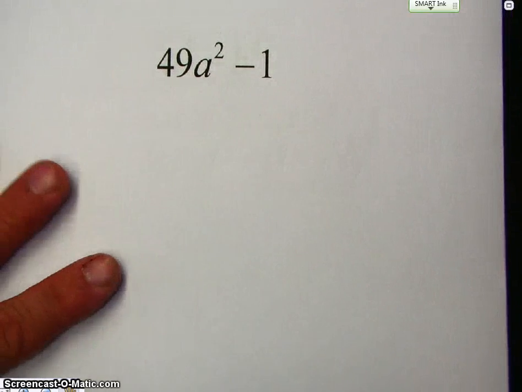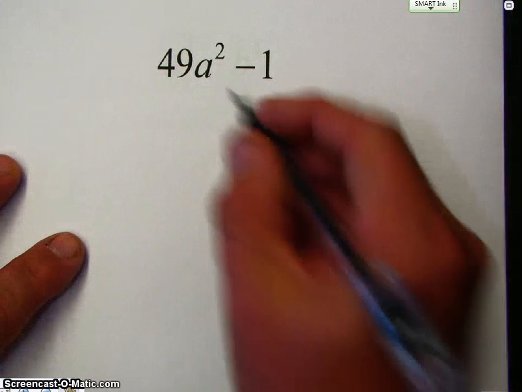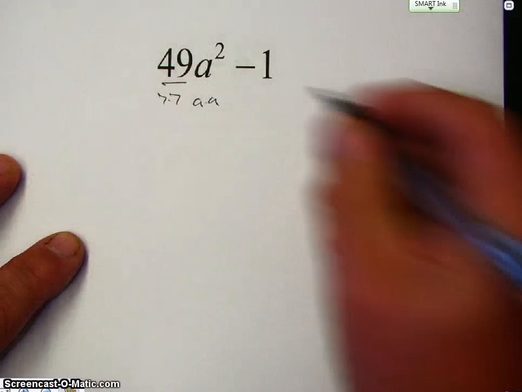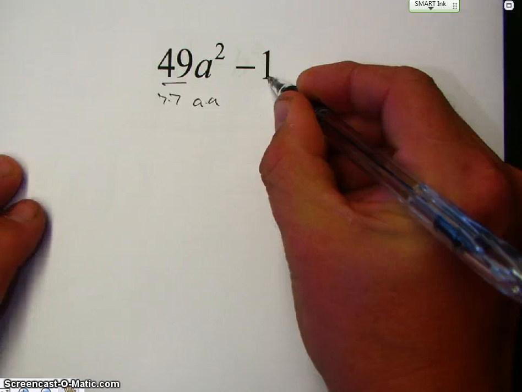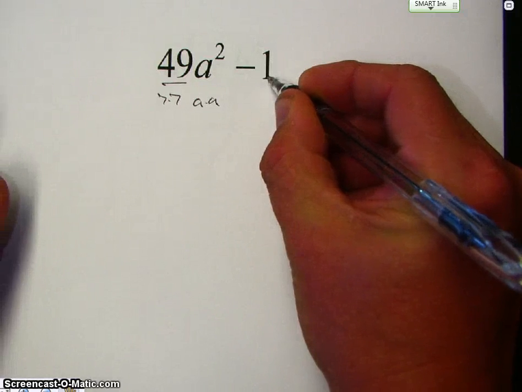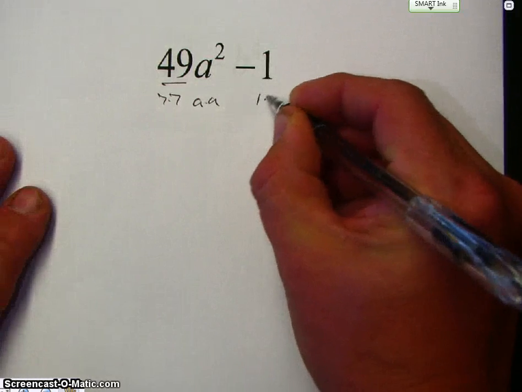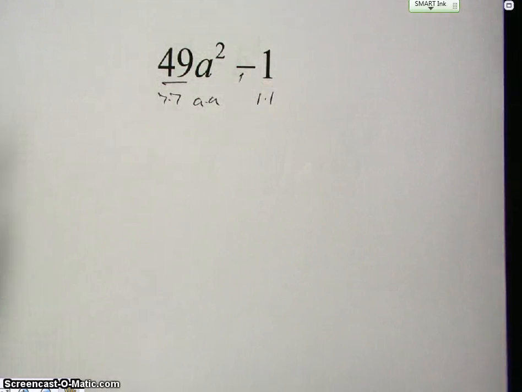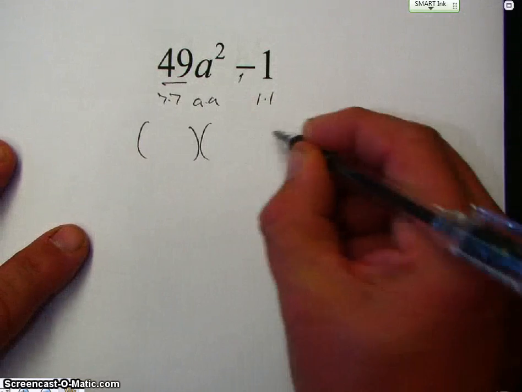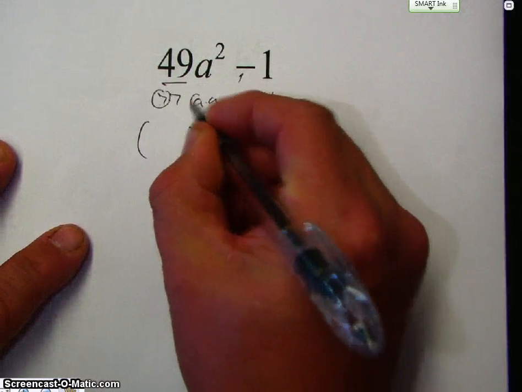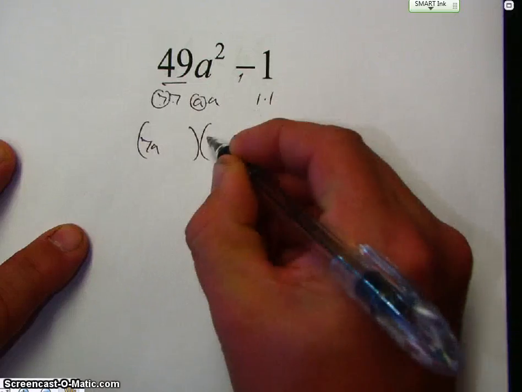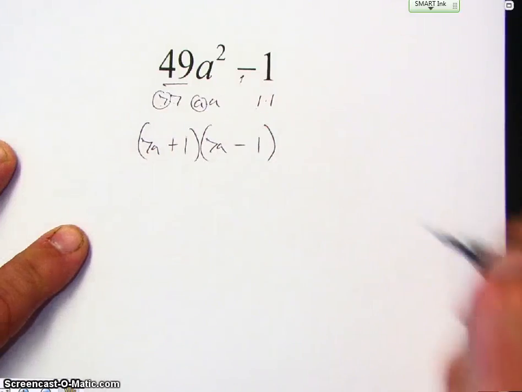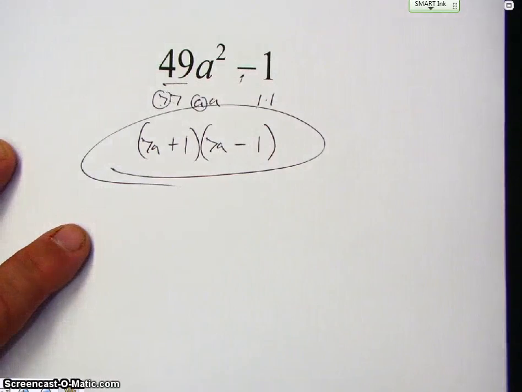All right, is this difference of squares? Okay, part 1, that's 7 times 7, and that's a times a. What about 1? Is 1 a perfect square? What number times itself gives me 1? Well, that's 1 times 1. And that is a difference. So that is difference of squares. Right? 7a goes into one, 7a goes into the other, a 1 here and a 1 there, and you make one positive and make one negative. And you're done.